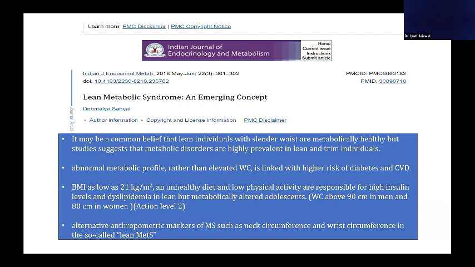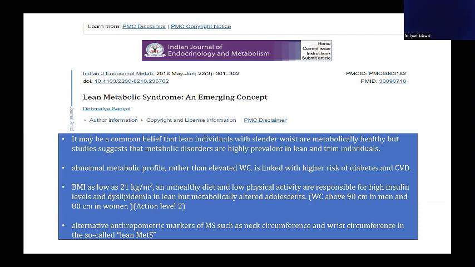BMI as low as 21 kilogram per meter square, and unhealthy diet and low physical activity. So though the patient does not have a high BMI or much visceral fat, if unhealthy diet and low physical activity are there, then it is responsible for high insulin resistance and dyslipidemia in the lean but metabolically altered adolescent. So that's why the Indian Menopause Society also says that the waist circumference acceptable globally for diagnosing central obesity is different for Indian people.